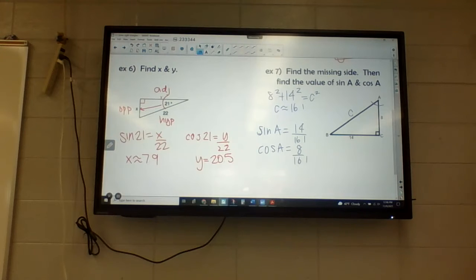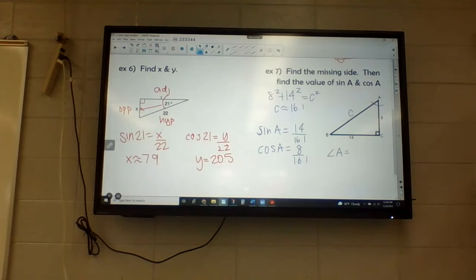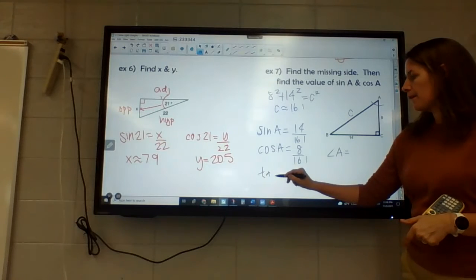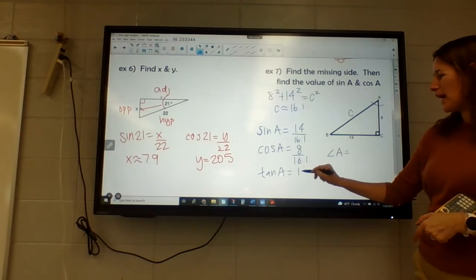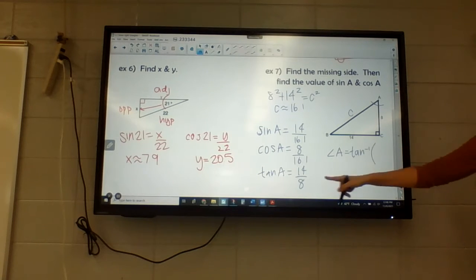Do you guys remember how to find that angle? What if I actually want to find the value of angle A? This is where we use the inverse cosine, sine, or tangent. That's the number, like the little buttons, probably right above your sine, cosine, and tangent on your calculator. To be honest, I would probably use the tangent, because it's a nice whole number. So if I'm trying to find angle A, I'm going to do the inverse tangent of this same fraction.